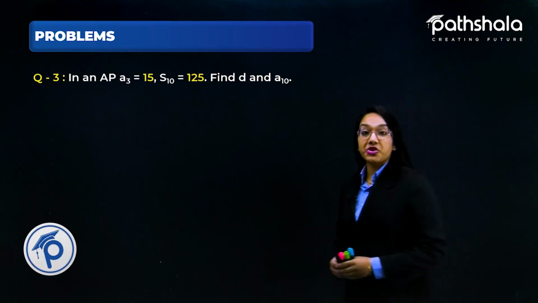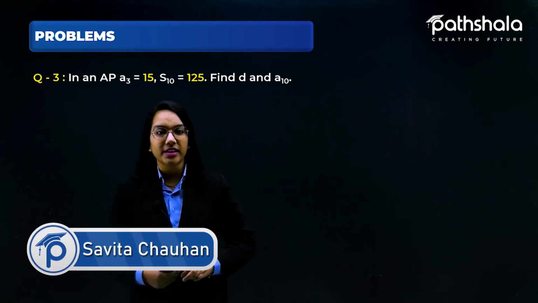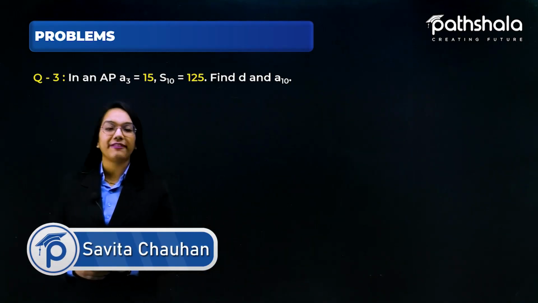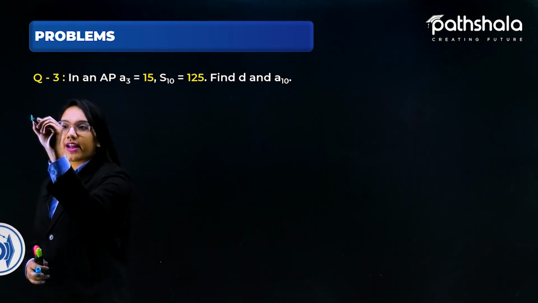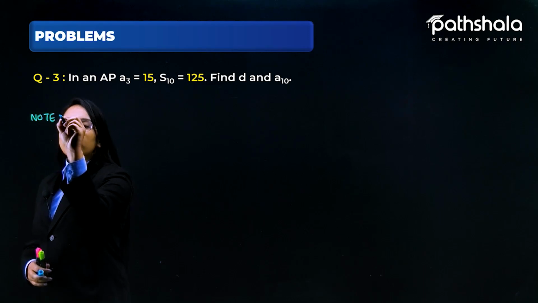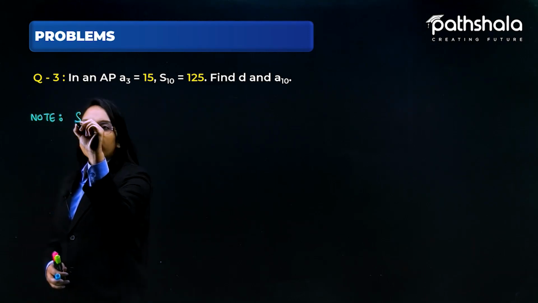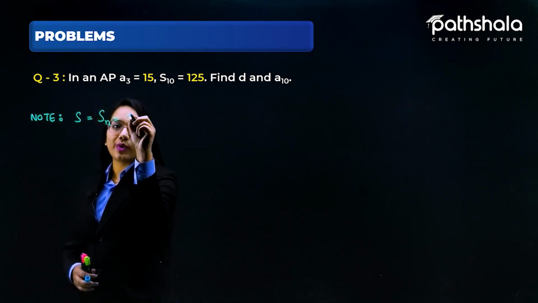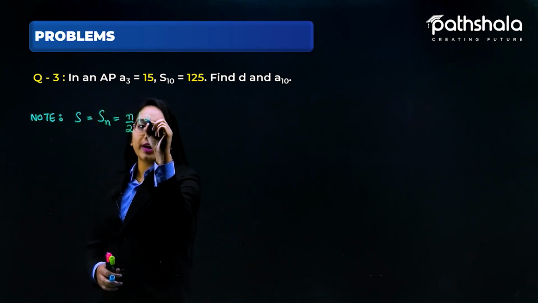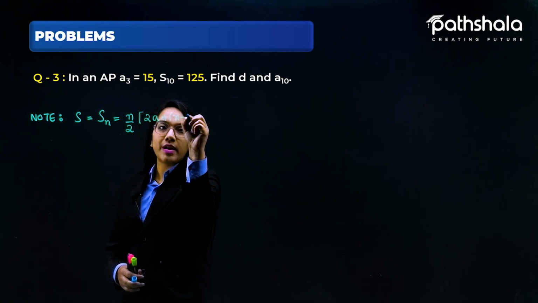Now let's see question number 3, which says: in an AP, a3 is 15, S10 is 125, find d and a10. So first of all, let me write a note over here. The note says that the sum of the terms S can also be represented as Sn, which is equal to n by 2, 2a plus (n minus 1) into d.